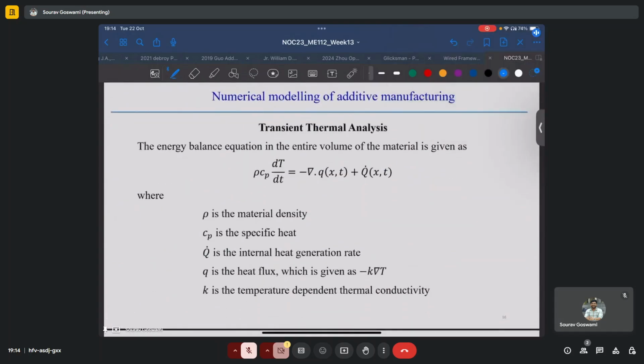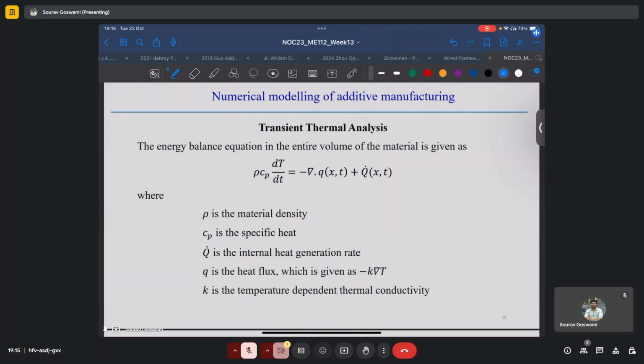Now, at their very core, the modeling of any additive manufacturing process will require the solution of the transient heat conduction equation, and this energy balance is represented by the equation rho Cp dou T by dou t equals minus the gradient of q of x and t plus Q dot of x and t, Q dot being the internal heat generation rate, rho is the material density, Cp is the specific heat, capital T represents the temperature, small t represents time, x is the spatial coordinate. So the current equation is a one-dimensional representation.